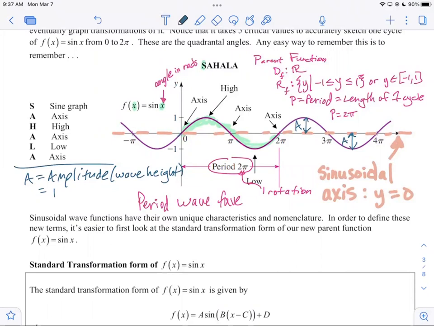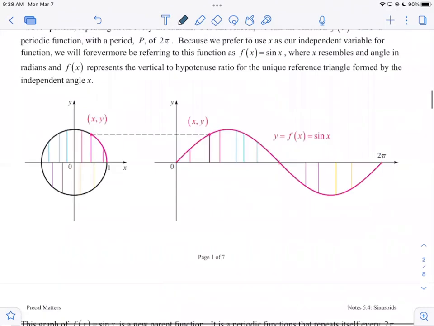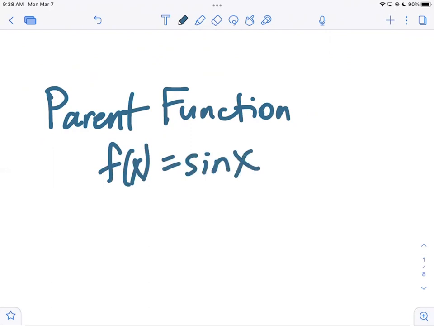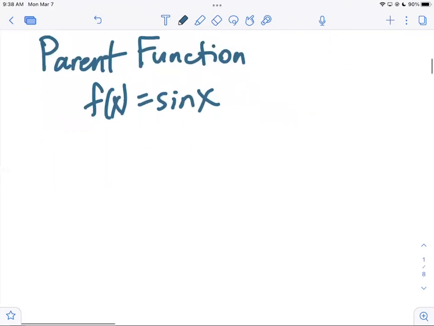A is the amplitude. So we have amplitude now, and we have the sinusoidal axis. These are periodic functions, and this one repeats itself every 2 pi. What's an easy way to remember how to sketch one cycle of sine? Let's practice our parent function sine, f of x equals sine of x. We're going to practice graphing it now. That'll be the last thing we do today.